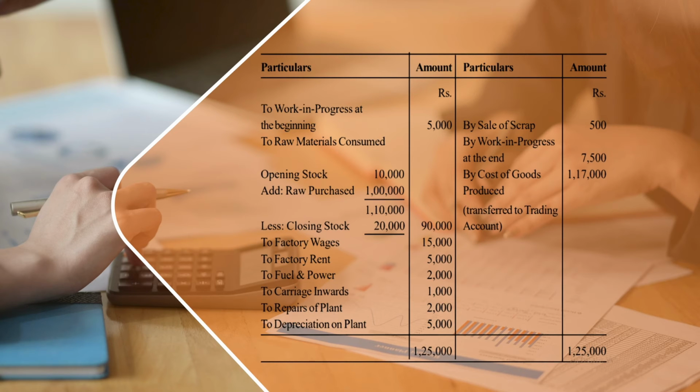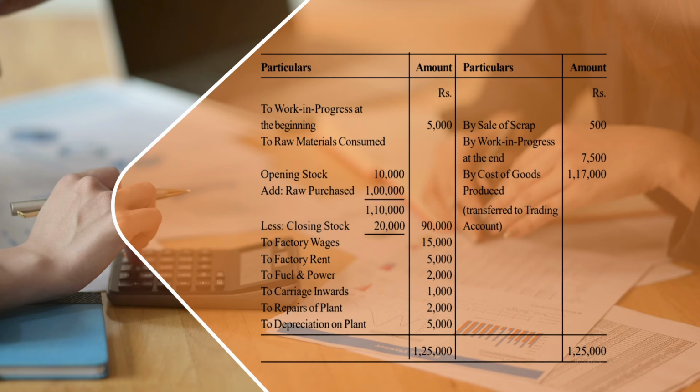Now to factory wages 15,000, to factory rent 5,000, to fuel and power 2,000, to carriage inwards 1,000, to repairs of plant 2,000, to depreciation on plant 5,000. So these all are direct expenses. As per the practice, all these direct expenses are shown in the manufacturing account separately. Otherwise, all direct expenses should also form part of the raw material consumed.